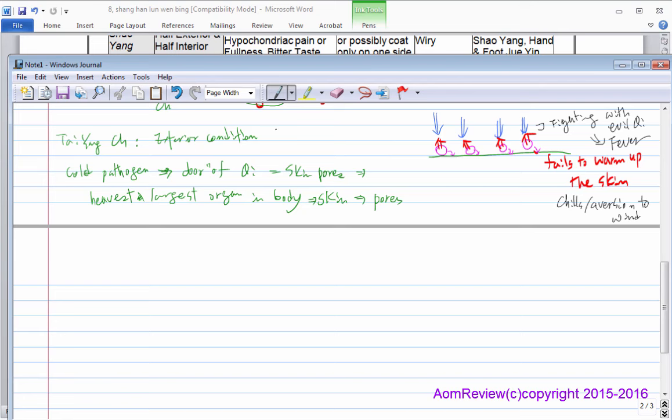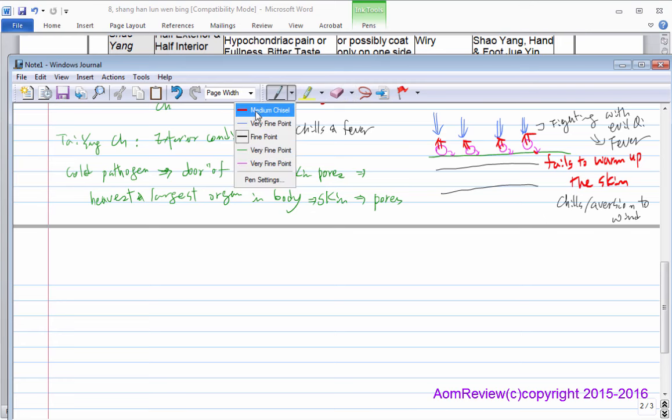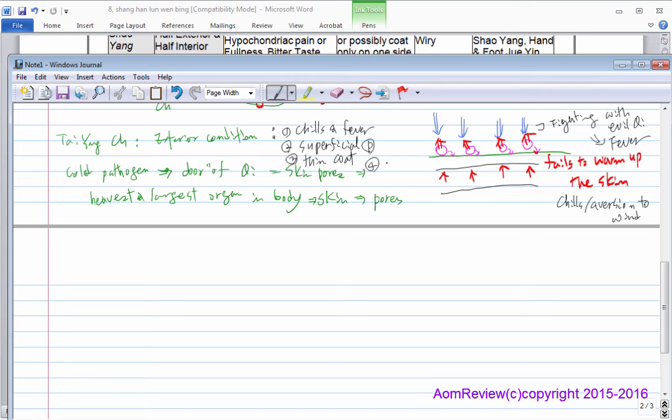So the very first sign in the Taiyang condition is chills and fever. The second one is the blood vessel: most of the qi tries to go out and support the wei qi function, so most of the qi heads toward the skin part. So you might have a superficial pulse, as you know. Number three is a thin coat. And number four, wind has the character of lightness, so it easily affects the upper body part and causes headache. These four are the more common signs in the Taiyang condition.